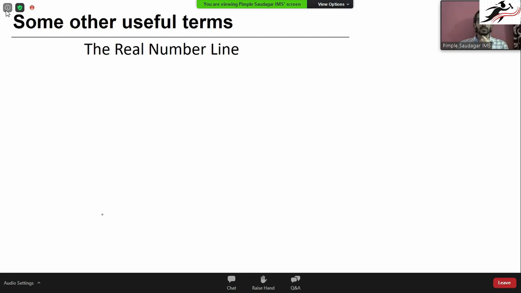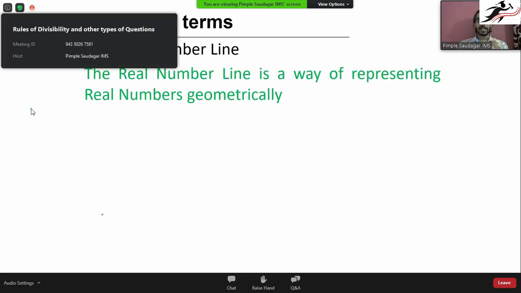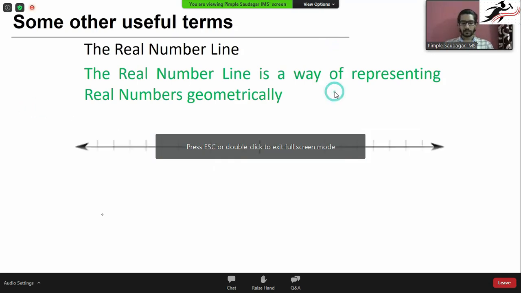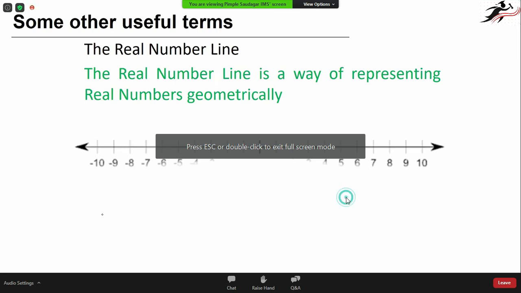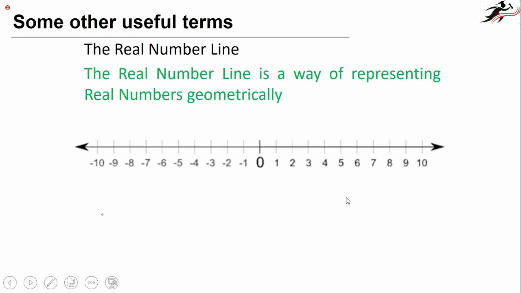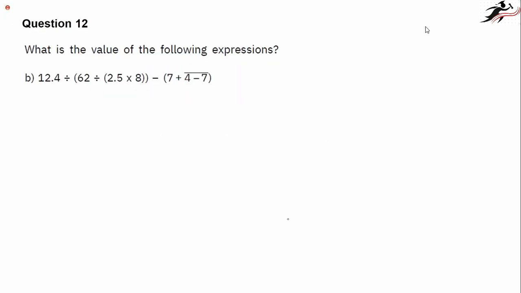Some other useful terms. When I'm talking about a real number line, any real number line is a way of representing, example, say something like this. So here, let's say 0 is my point, where off is written in words should get the priority, because off gets a priority over normal multiplication. Clear?